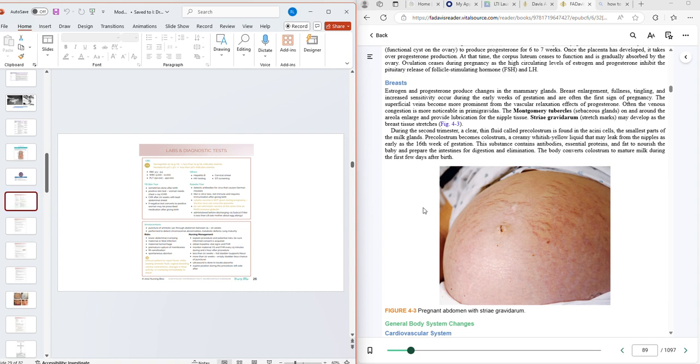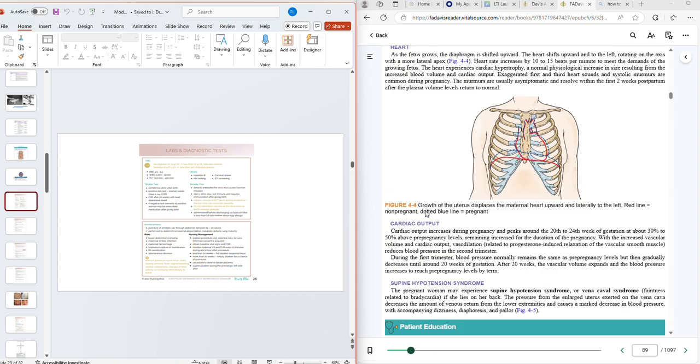These are just different labs, diagnostics, cardiac output. So during pregnancy, we know that our cardiac output increases, okay? So about 20 to 24 weeks gestation, about 30 to actually 50%, it has increased already from pre-pregnancy levels. So your body produces about another liter of blood during pregnancy.